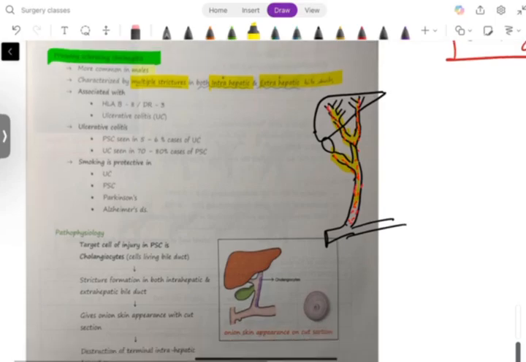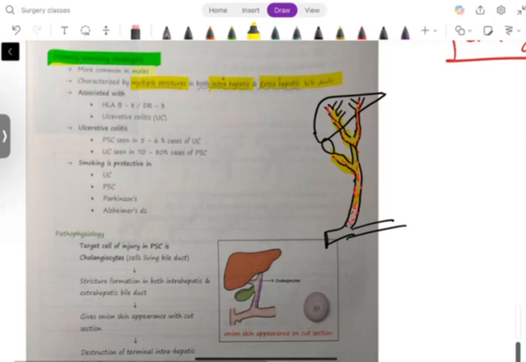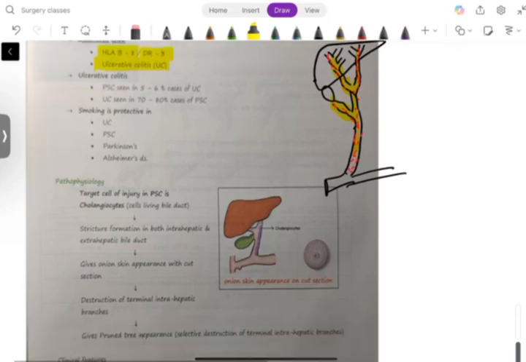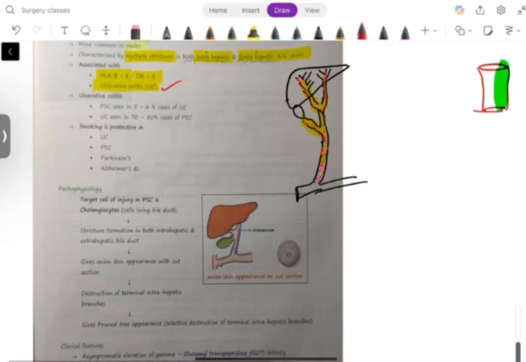So this is also an autoimmune disease, hence the name primary sclerosing. Primary basically means there is no particular cause; it is due to an autoimmune mechanism. Secondary means there will be a particular cause. Primary sclerosing is autoimmune, hence it is associated with HLA-B8 and HLA-DR3, which is associated with ulcerative colitis also. In ulcerative colitis, just like the name suggests, the colon has ulcers. So this is associated with ulcerative colitis.